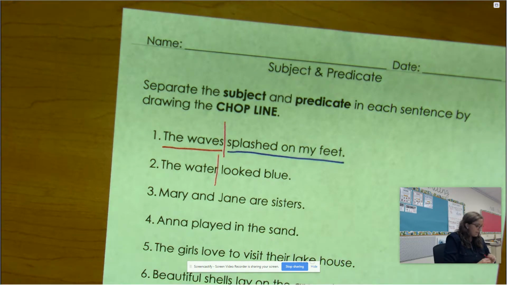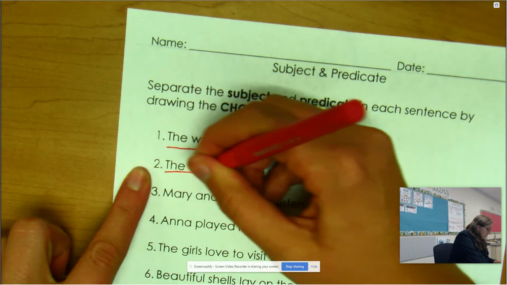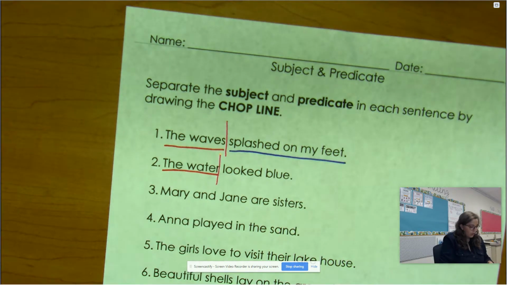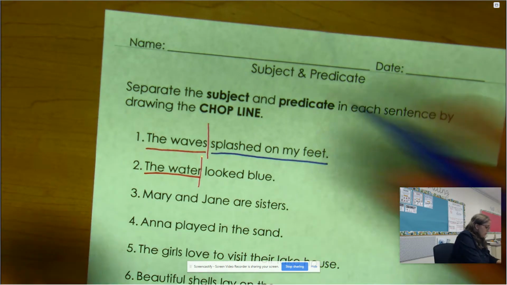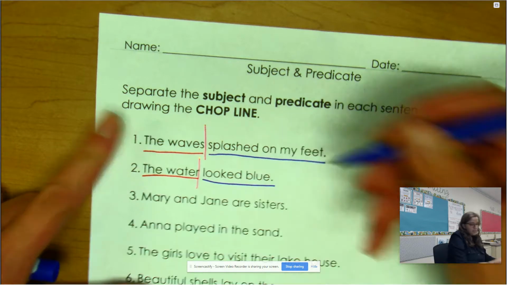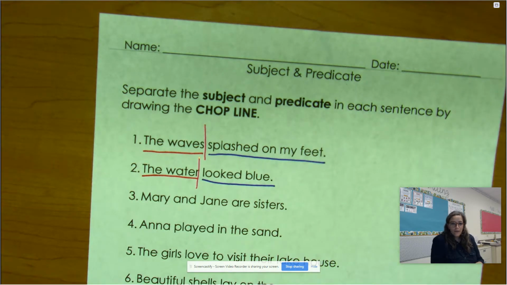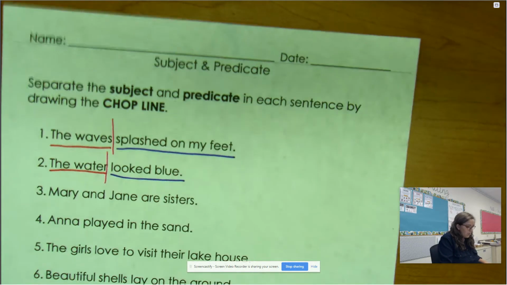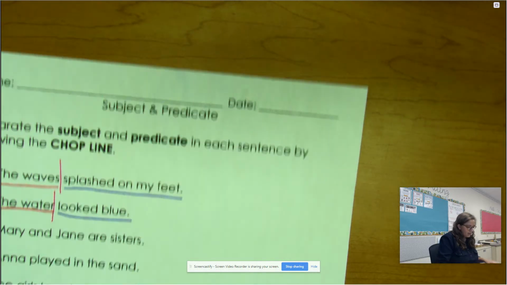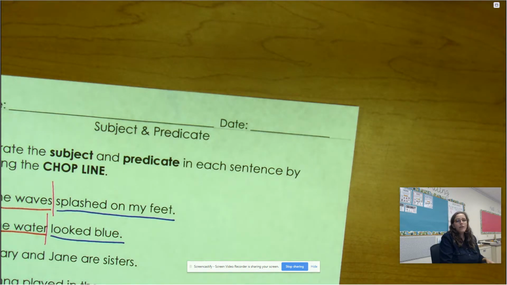So the water is my subject. That's what that sentence is about. And what do we know about the water? It looked blue. That's what the water did. Okay? All right, we're going to do one more. So we have Mary and Jane are sisters.